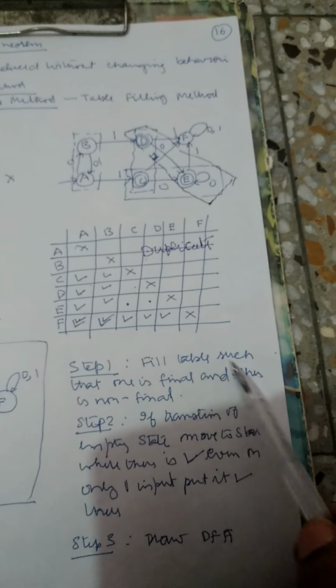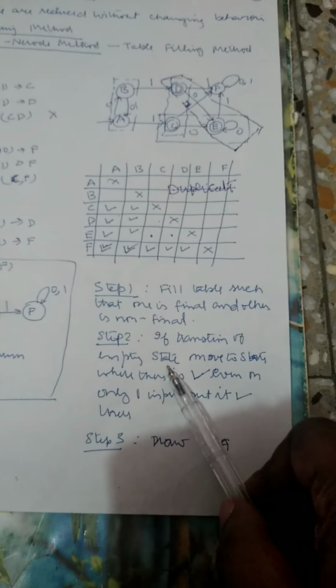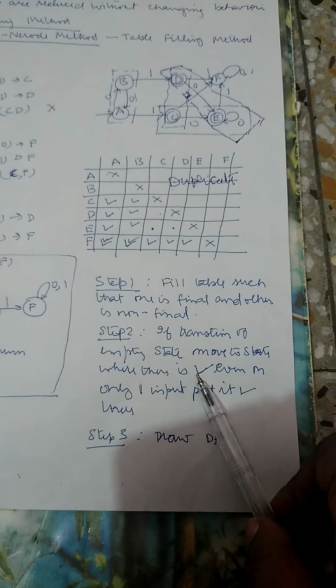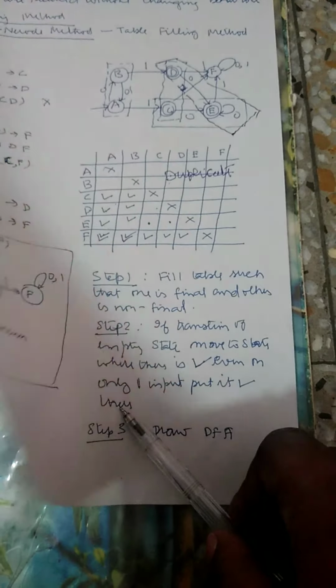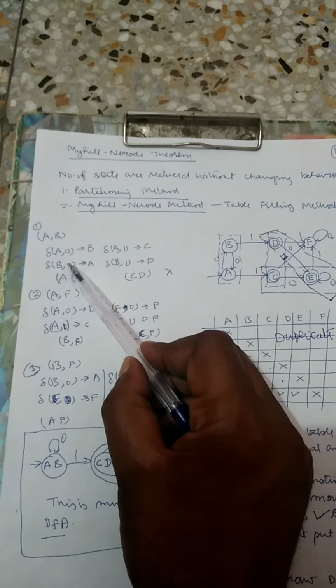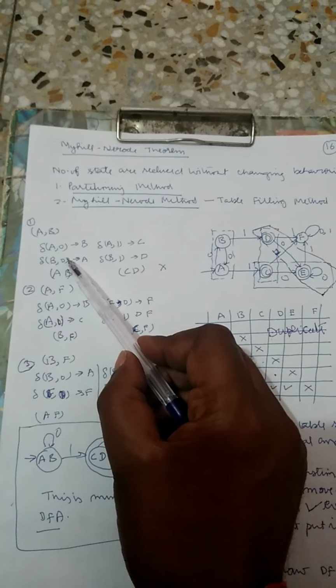Now what will be the second step? If the transition of an empty state moves to a state where there is a right mark, even for one input, put a right mark there. What does it exactly mean? We check the input for both 0 and 1, and if for any input we get a right mark, we simply put a right mark.